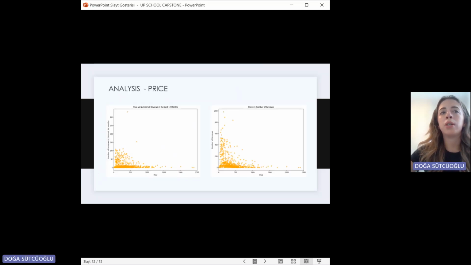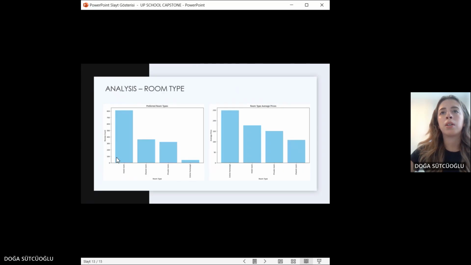Then moving on to another noteworthy observation, guests show a preference for prices below 500. As seen on both graphs, there are a lot more reviews for accommodation options which have prices below 500. And moving on to the analysis of room types, the most preferred room type is a hotel room and then a shared room, and the least preferable room type is entire home and apartment option.